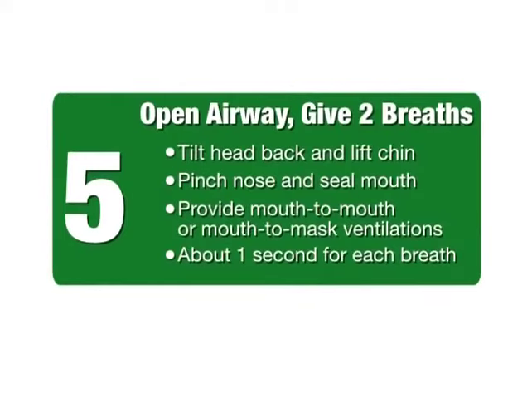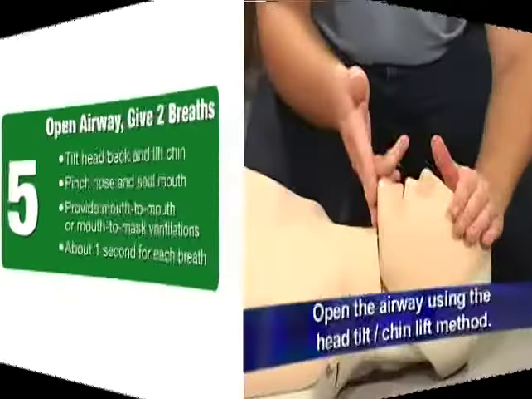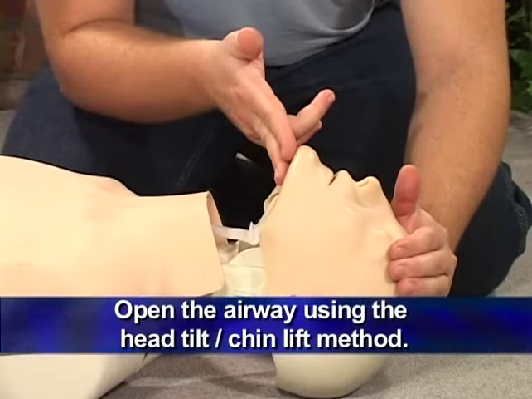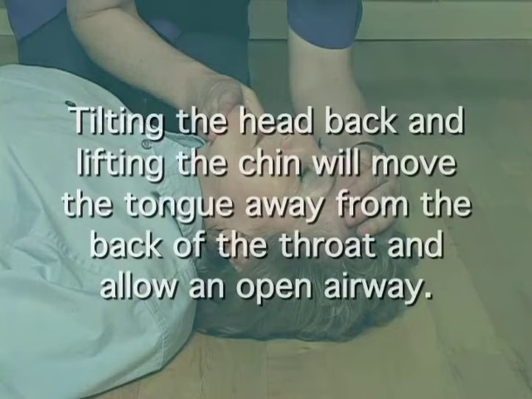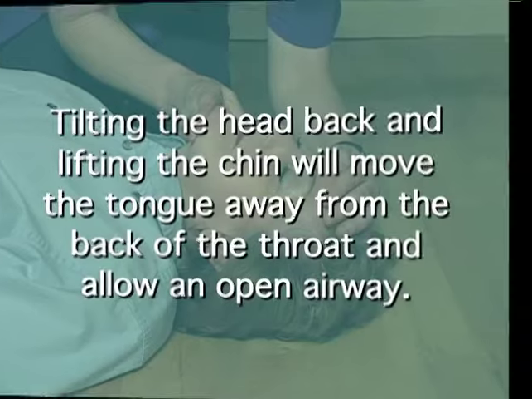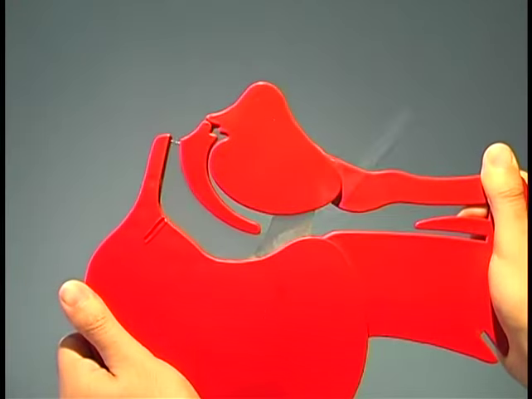Open the airway and give 2 breaths. Open the airway using the head tilt, chin lift method. Tilting the head back and lifting the chin will move the tongue away from the back of the throat and allow an open airway. Let's take a look at that on a model.